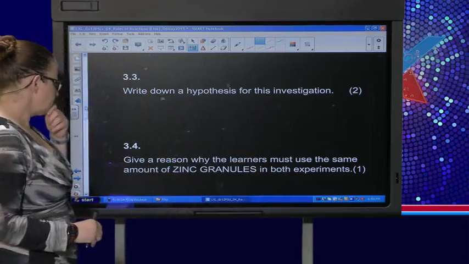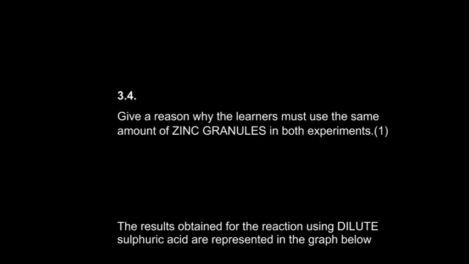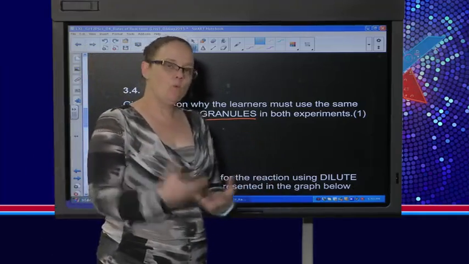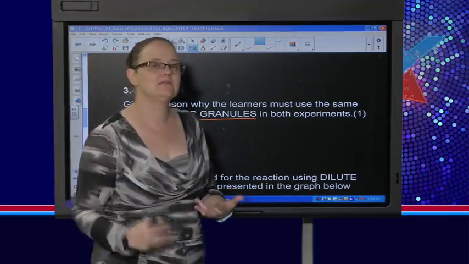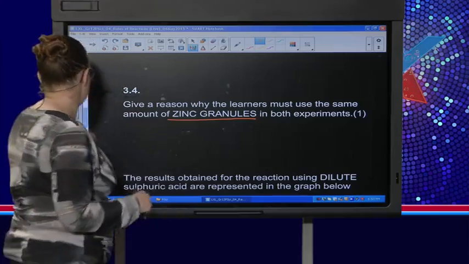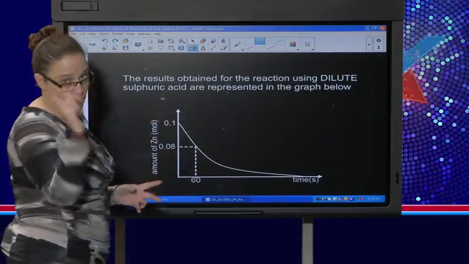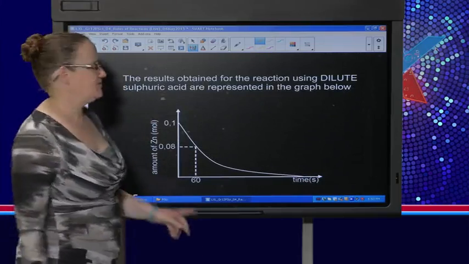Give a reason why the learners must use the same amount of zinc granules. I've just told you that because the zinc is the limiting reactant. Okay? Zinc is the limiting reactant. We want to make sure we get the same amount of product every single time. Okay? The results for the reaction using the dilute sulfuric acid are represented below. You are going to get a rate graph somewhere.